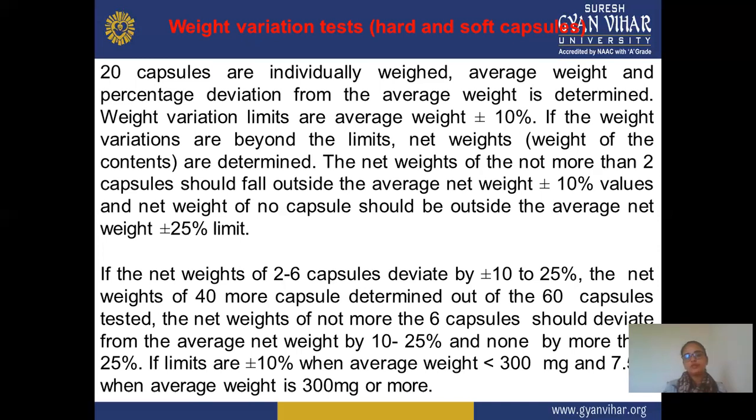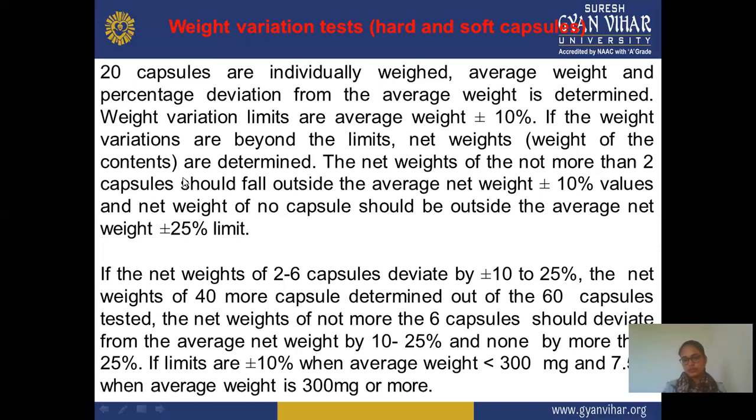Next is the net weight of 2 to 6 capsules, which deviate from the average by 10 to 25% plus minus. The net weight of 40 more capsules is determined out of the 60 capsules tested. The net weight of not more than 6 capsules should deviate from the average weight by 10 to 25%, and none of them by more than 25%. Means if this test fails, then you can perform another test, and next time you take 40 capsules. In total there are 60 capsules, because we previously took 20 capsules, and in the next test we are taking an additional 40 capsules.